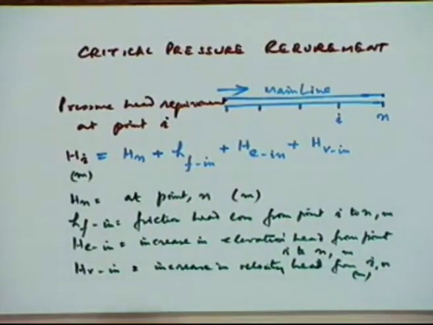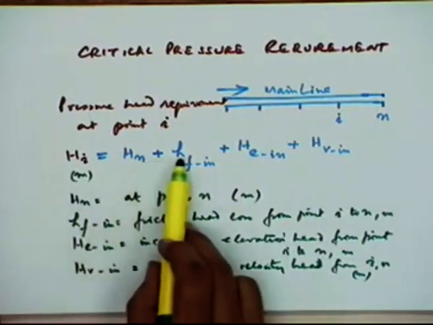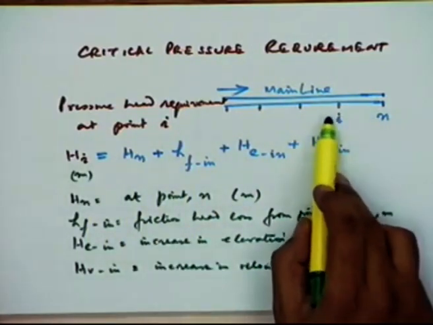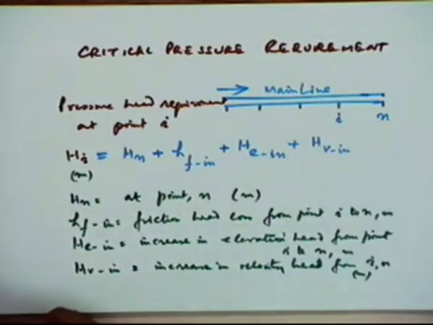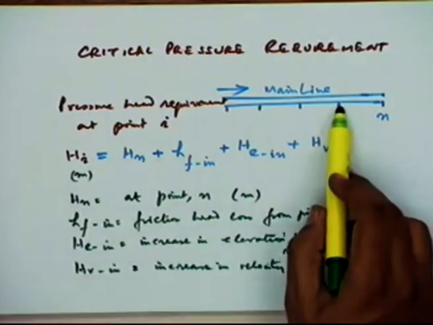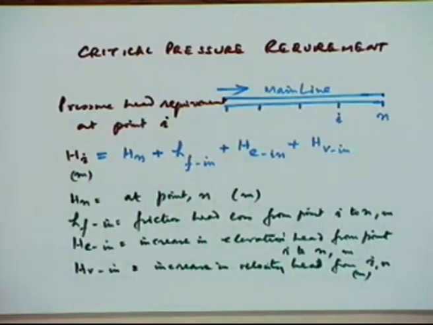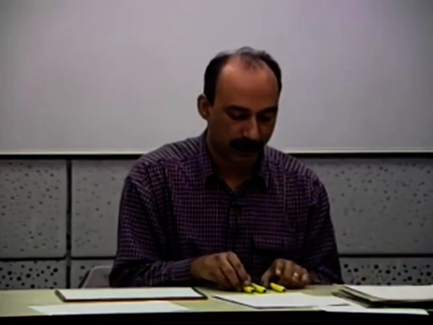expressed in meters. Now, these are the possible variations, and once you find out what is the value of the pressure head at I, you can keep on doing this for each individual point along the main line, and the pressure which is the maximum, that will give you the most critical pressure which should be used or which must be taken into account when you choose a main line.